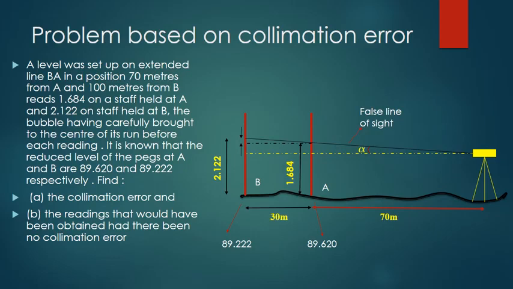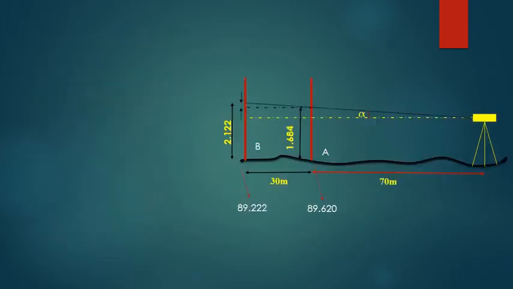Then we are going to find this portion of error in collimation, that is, how much error is coming up at staff B. For now we will try to find out how much collimation error comes up with respect to station B for a distance of 30 meters. This is the figure that we have just seen.